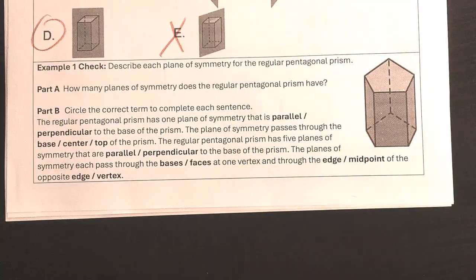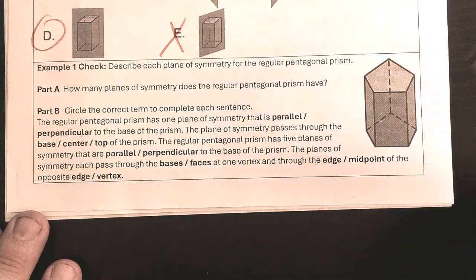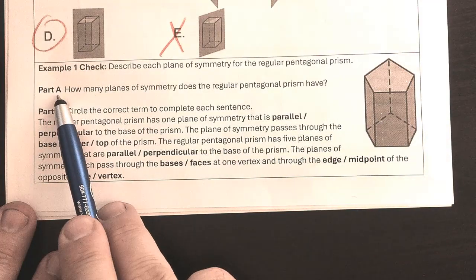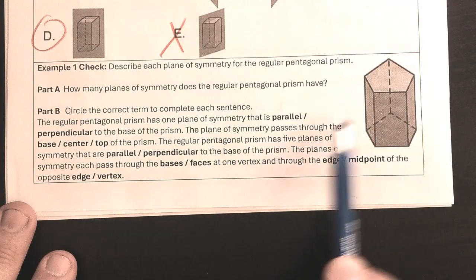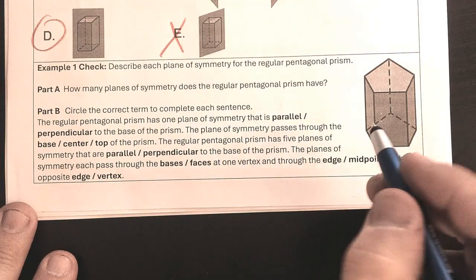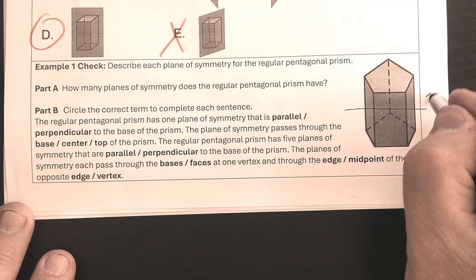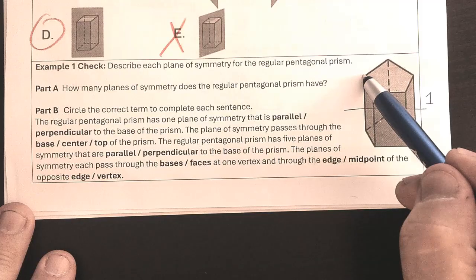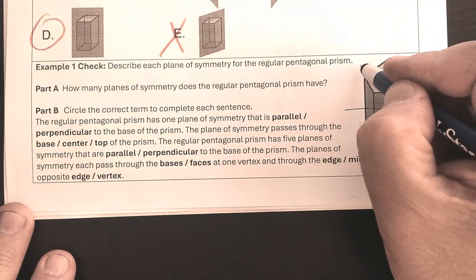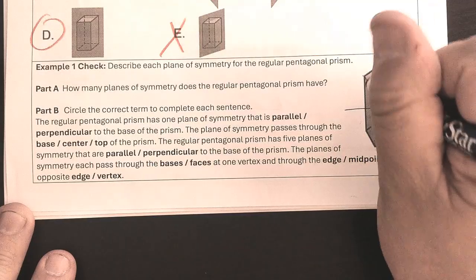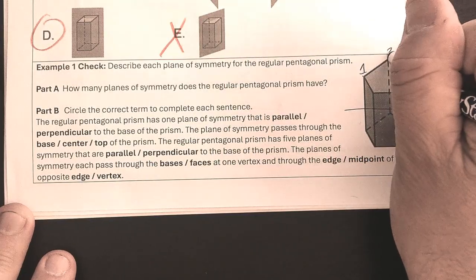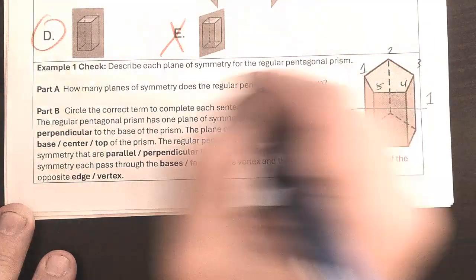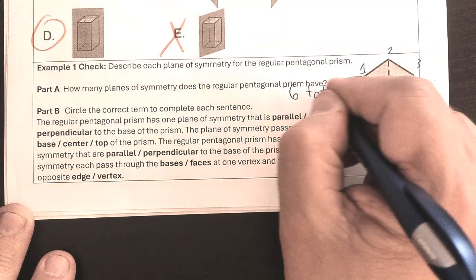All right, example one, check. Describe each plane of symmetry for the regular polygonal prism. We're going to do that in the process here. So part A. How many planes of symmetry does it have? You have one across because you can cut it into two equal halves. And then you have one for every edge here, or every vertex, because every edge would be where an angle and a side meet. So you have 1, 2, 3, 4, 5, 6. So how many? 6 total.